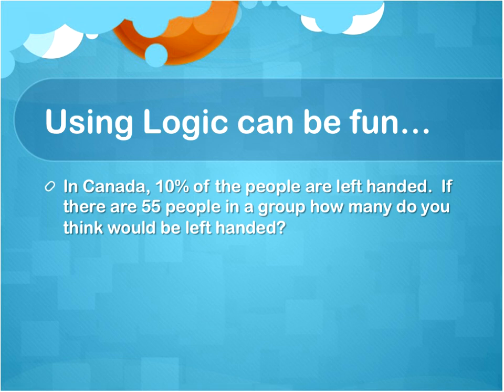So here we are. In Canada, 10% of the people are left-handed. If there are 55 people in a group, anywhere in Canada, how many do you think would be left-handed? So let's talk about this one. We know, for example, that 55, let me just get my pen here, I'm going to change it to, let's see if black writing looks good today.